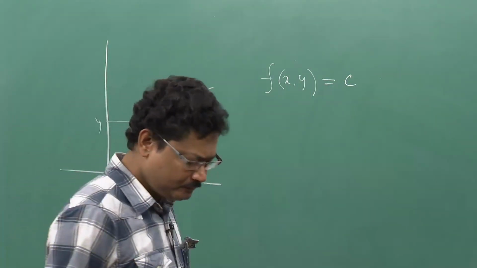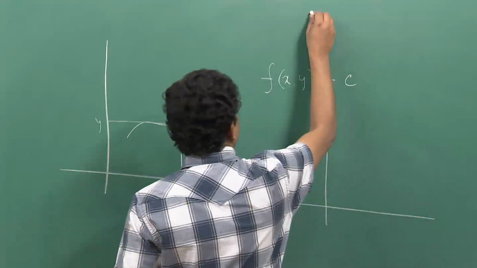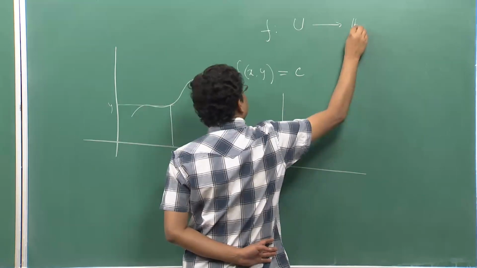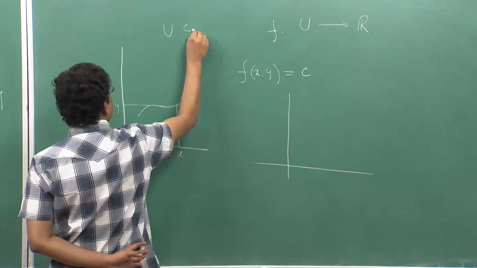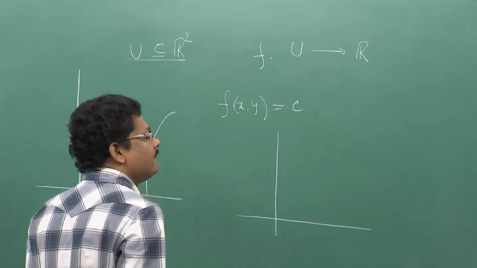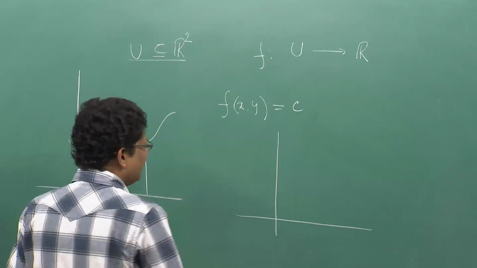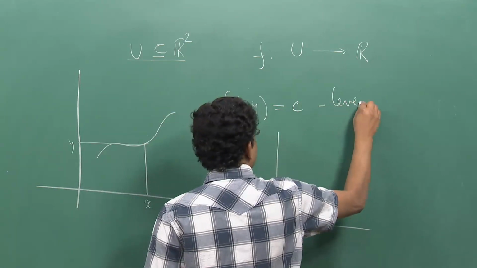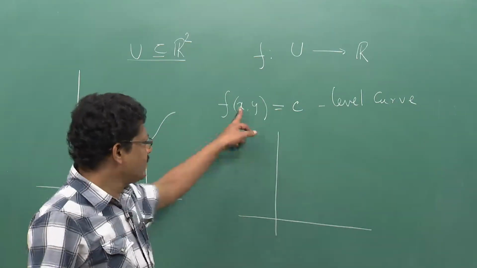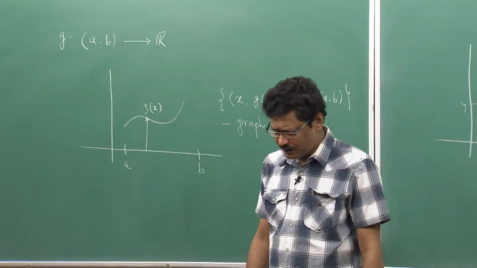For example, I have a function f from some open set U in R^2 to R, and look at all those points with f(x, y) equal to c. This is called a level curve: I have a function f and I look at all those (x, y) such that f(x, y) is constant, and I call that a level curve of f.